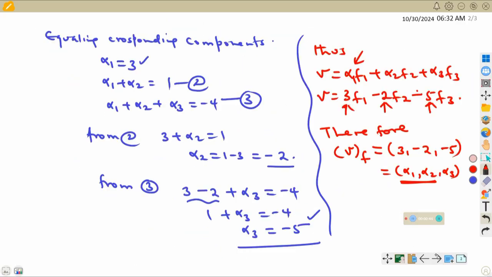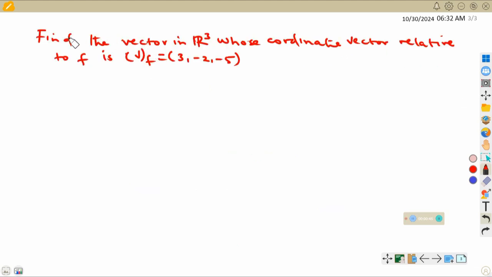So we can easily get that, because we understand that to get the coordinate vector of v relative to the basis f, you consider the scalars alpha 1, alpha 2, and alpha 3, such that this v can be written as a linear combination of f. So when you are looking at v, it implies that v can be written as a linear combination of the vectors in f.